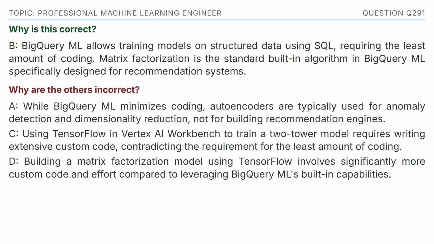Why are the others incorrect? A. While BigQuery ML minimizes coding, autoencoders are typically used for anomaly detection and dimensionality reduction, not for building recommendation engines. C. Using TensorFlow and Vertex AI Workbench to train a two-tower model requires writing extensive custom code, contradicting the requirement for the least amount of coding. D. Building a matrix factorization model using TensorFlow involves significantly more custom code and effort compared to leveraging BigQuery ML's built-in capabilities.